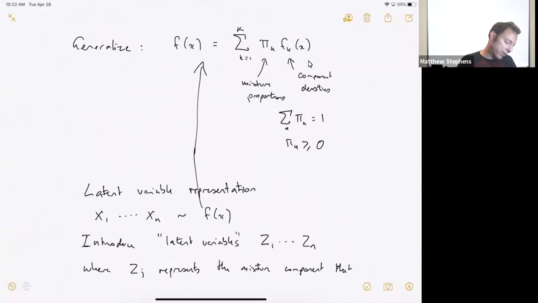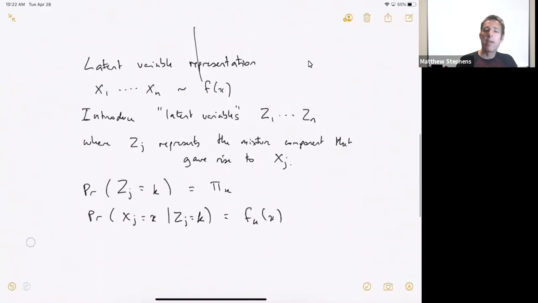So the idea is that you can think of a draw from a mixture model as arising from a two-stage process. First, you decide which component the observation is going to come from. So that's drawing Zj according to the component weights. And then having drawn Zj, you draw X from the relevant component density.